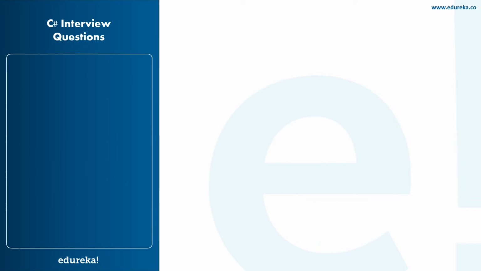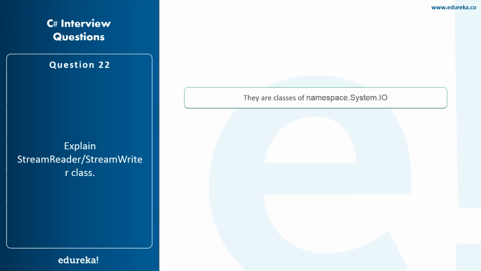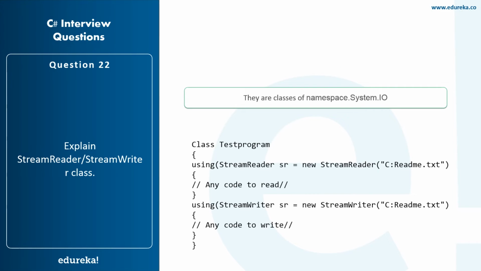Now I'll move on to the next question, which says explain StreamReader and StreamWriter class. Well, StreamReader and StreamWriter are classes of the System.IO namespace. So they are used when we want to read or write a certain character or reader-based data respectively. Members of the StreamReader are Close, Read, and ReadLine, whereas the members of StreamWriter are Close, Write, and WriteLine.